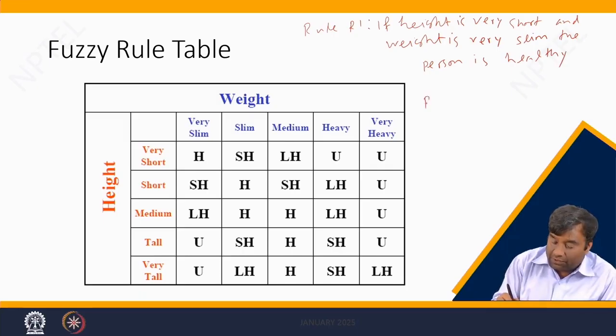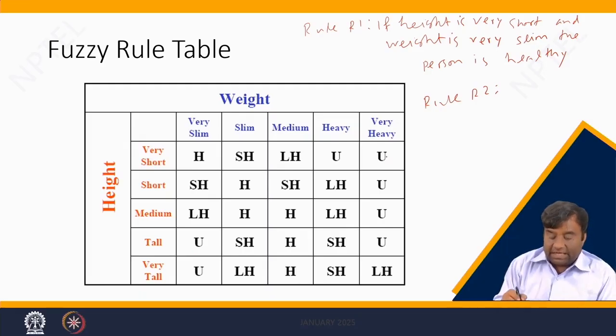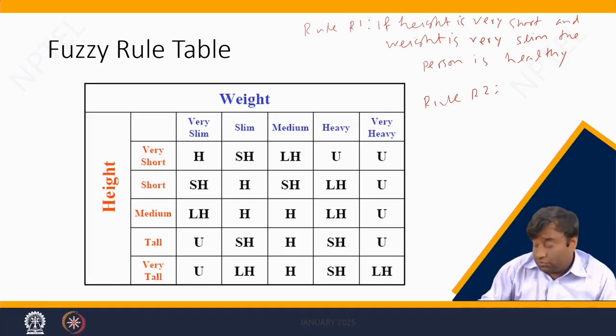For rule R2, if height is very short and weight is slim, then it is somehow healthy. Here the rule: if height is very short and weight is very heavy, then it is unhealthy. So there is a set of rules. You can say there are 25 rules. So I hope you have understood the rule table.